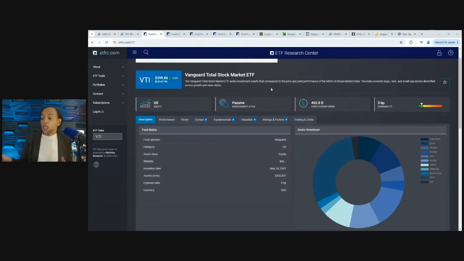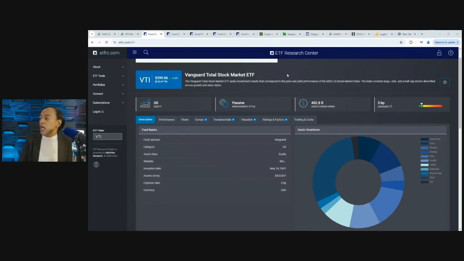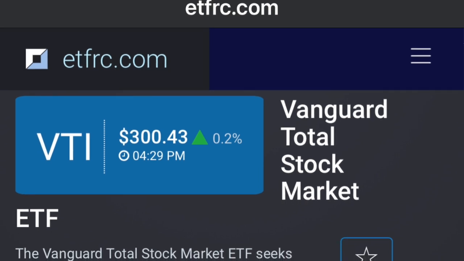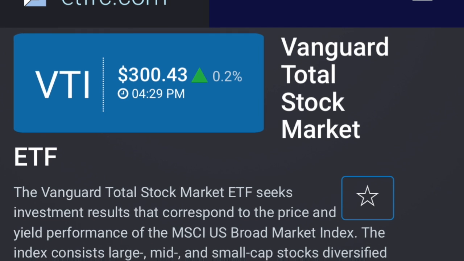The ETF Research Center website is one that I use often to take a look at ETFs to determine fund overlap and other information. This is VTI. When you put in a particular ticker symbol, it'll give you lots of information all in one screen. There are multiple tabs here that you can dig into further. Looking at this description, we see that VTI is the Vanguard Total Stock Market ETF. It gives you detail as to what it tracks.